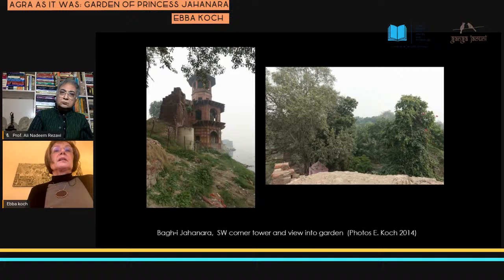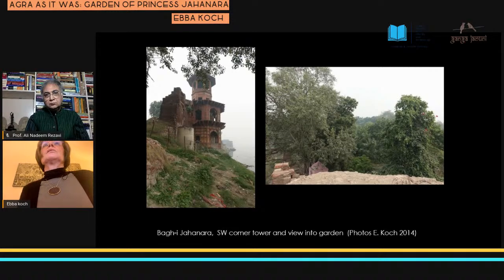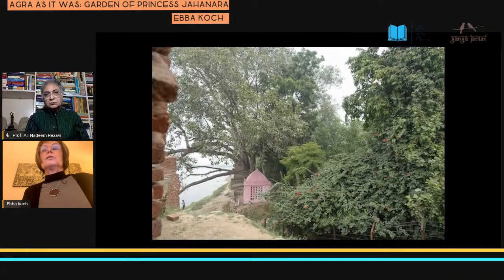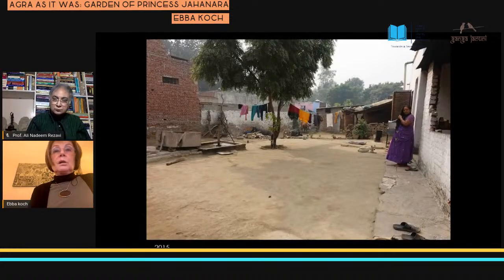Now, the garden is not protected by the Archaeological Survey of India, and its surviving Mughal substance is increasingly built over and obliterated by unregulated construction. So we can have the next slide, please. You see it here, a view from the roof, and here a view towards a later little temple built near the river. And the next slide, please. So this is one of the colonies which have been built inside the garden.